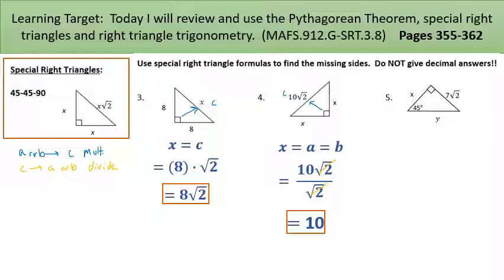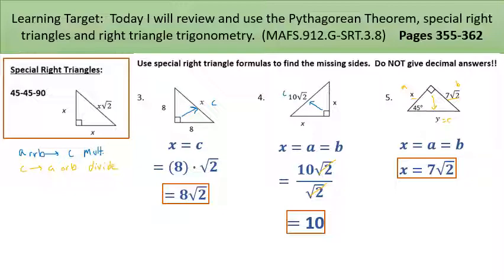Let's look at number 5. All right, so what do we know? So there's our hypotenuse. So y is going to equal C. X is going to be like A or B. Well, x is equal to A, which is equal to B. Remember, A and B are exactly the same. So if B is 7 square root of 2, guess what x is? 7 square root of 2.